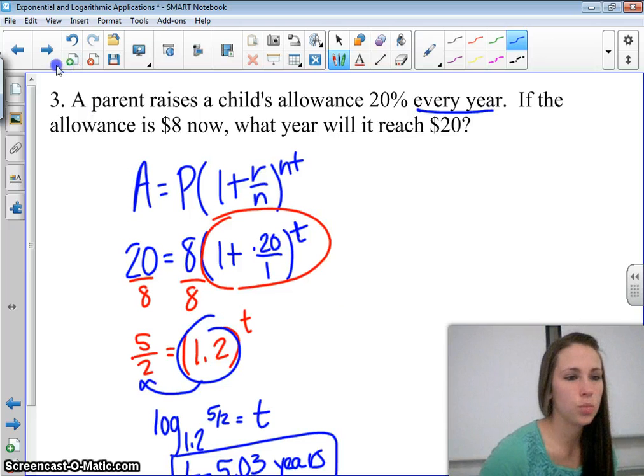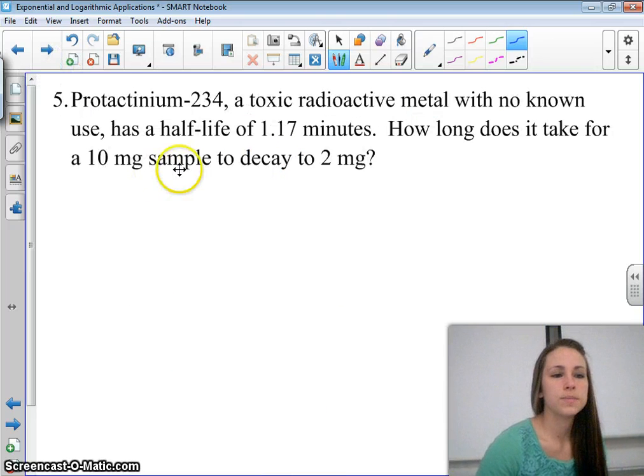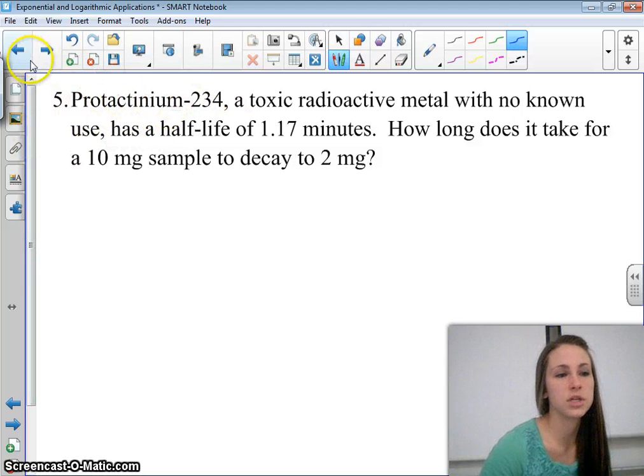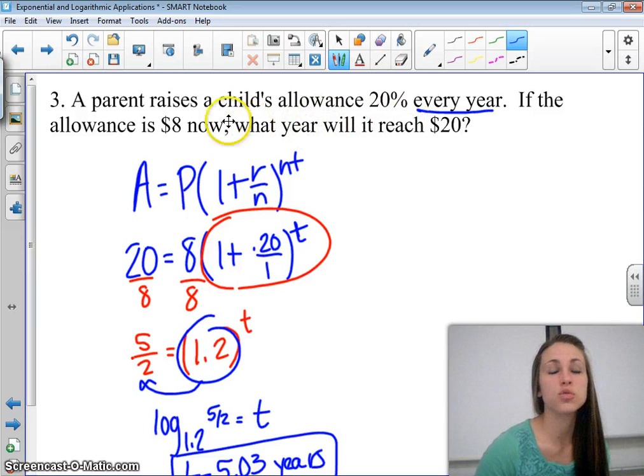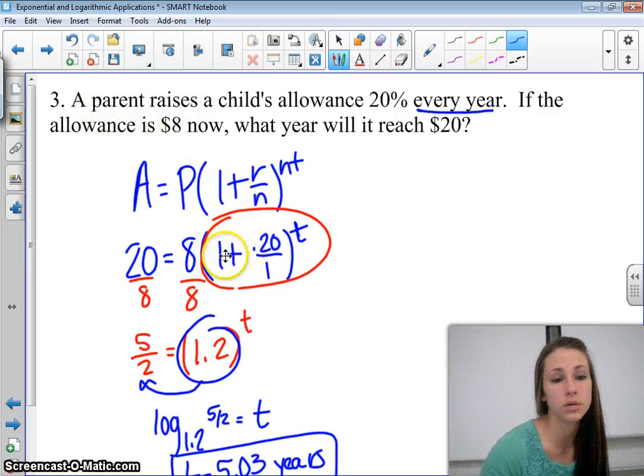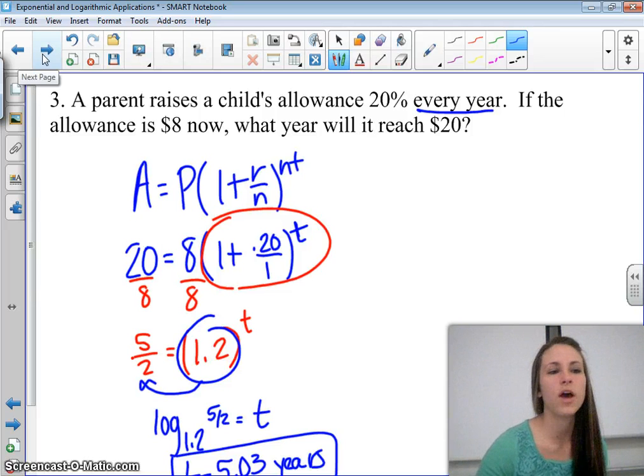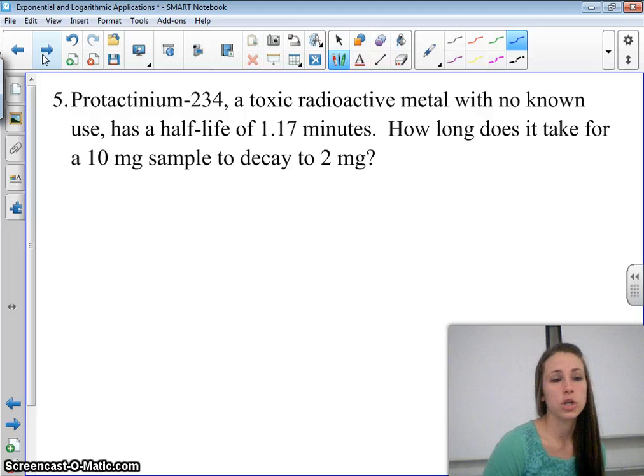Alright, we've got 2 more problems. So this is a half-life problem. Oh wait, before we go on, if it had said for some reason right here that the child was bad and they didn't raise a child's allowance, they lowered a child's allowance. If you ever lower something like that, then what you would do to make sure you get this right is take this plus and change it to a minus. So if a parent lowered a child's allowance, you would minus right here instead of plus. And I think you may have one like that, one where the value gets lowered. So you just check that plus, turn it to a minus.